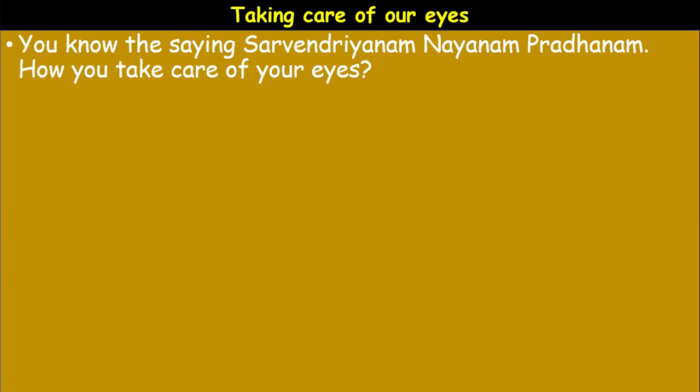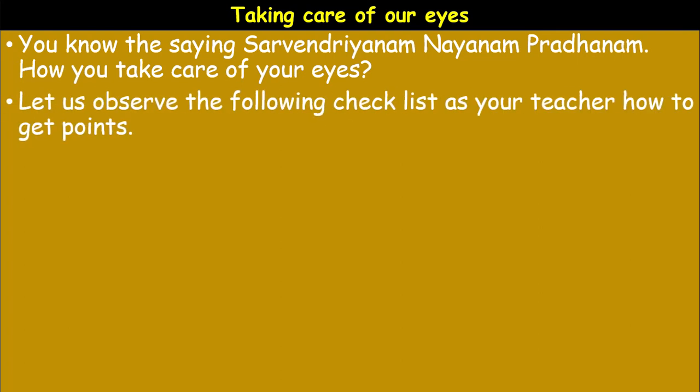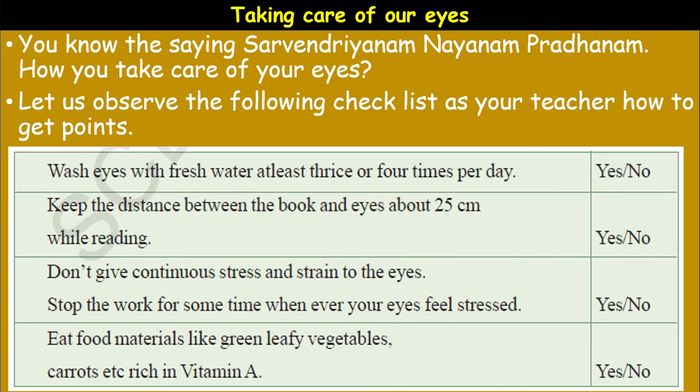Taking care of eyes is very important. You know the saying, sarveindriyanam nayanam pradhanam. How you take care of your eyes is very important. So, let us observe the following checklist. Here one checklist is given, and how you will take care. Wash eyes with fresh water at least thrice or four times per day. Yes or no, children? Yes, you need to clean with fresh water at least three or four times a day.